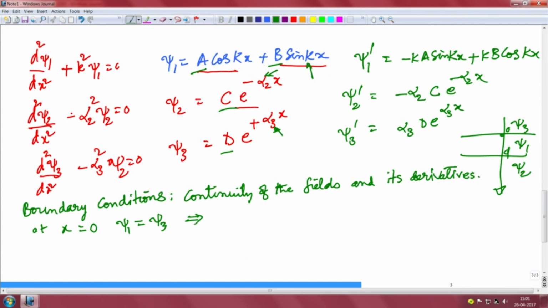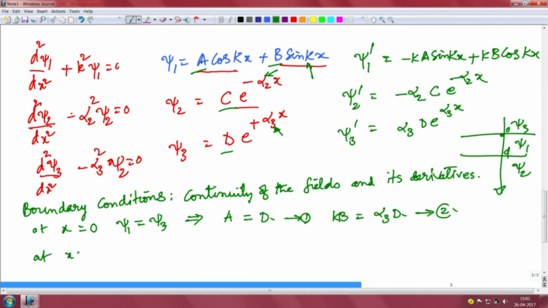Which gives psi 1 and psi 3. When you put x equal to 0 here, a is equal to d. Similarly, the derivative of the field at this point, let me call it equation number 1, and the derivative of the field also should be continuous at this point. So, substituting x equal to 0 here, kb equals alpha 3 into d. Let us call this another equation.